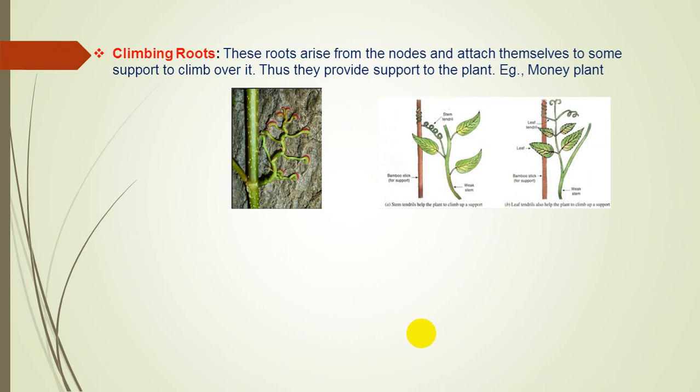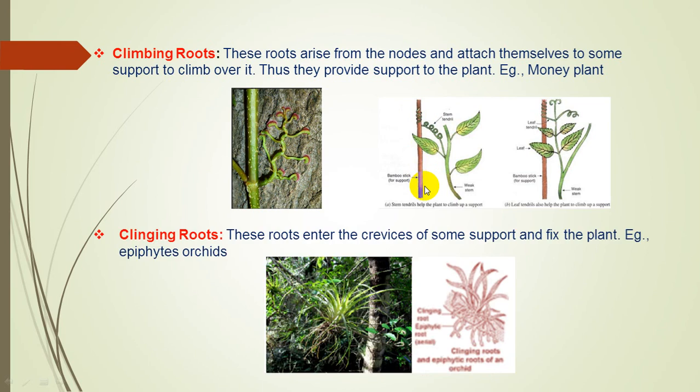The next type of modification is the climbing, and the roots are called climbing roots. You can see here very clearly from the node these roots are given out, and they climb over other support or plant. You can see over here, this is climbing around or curling itself around the support. Example is the money plant.